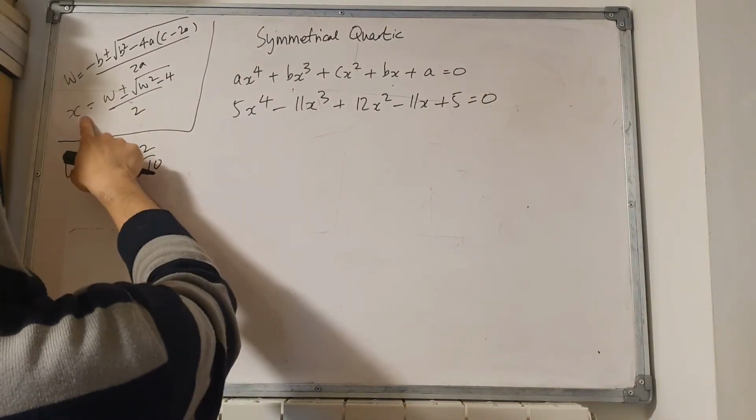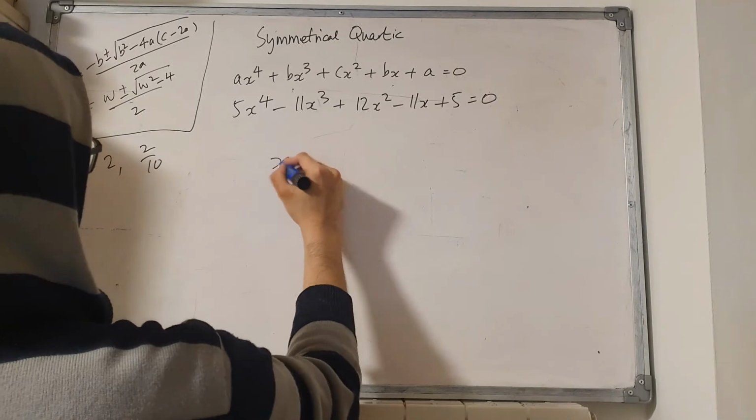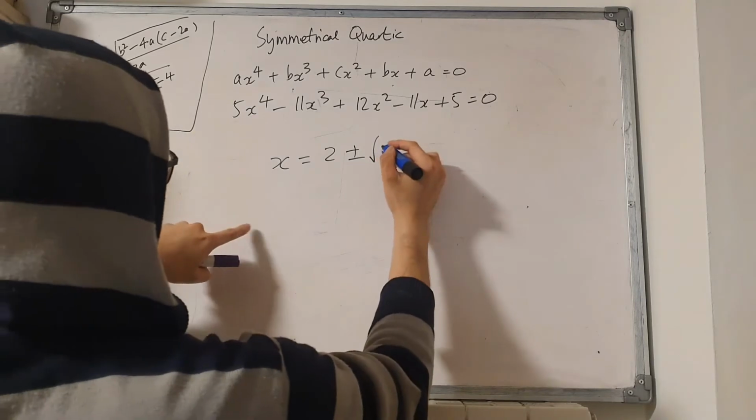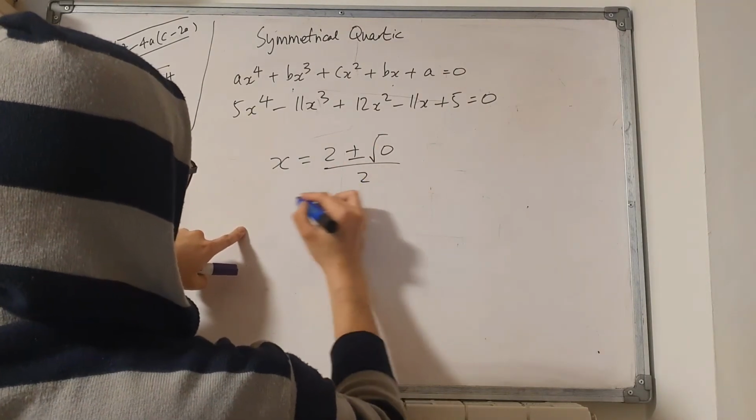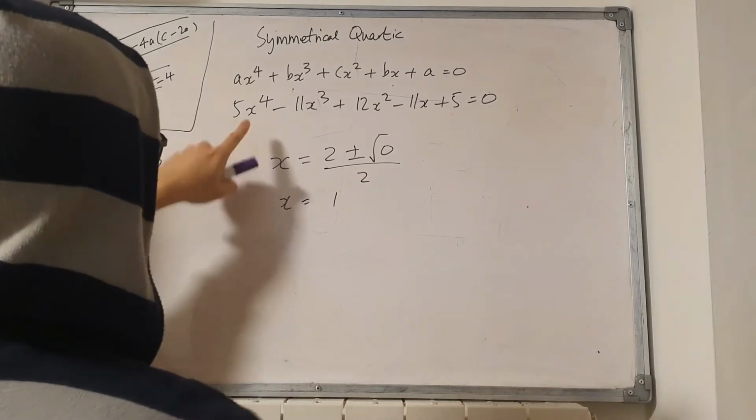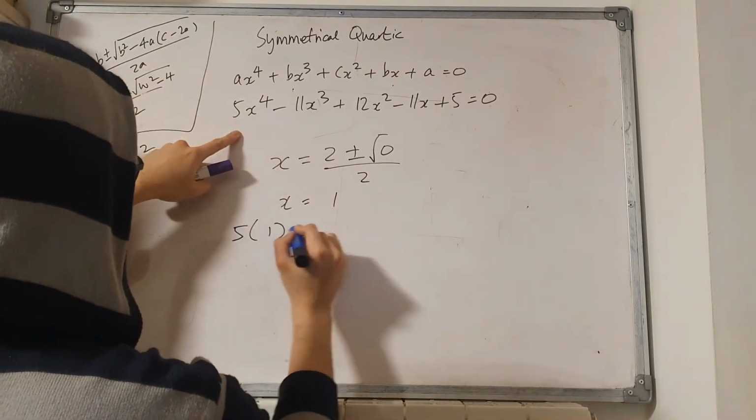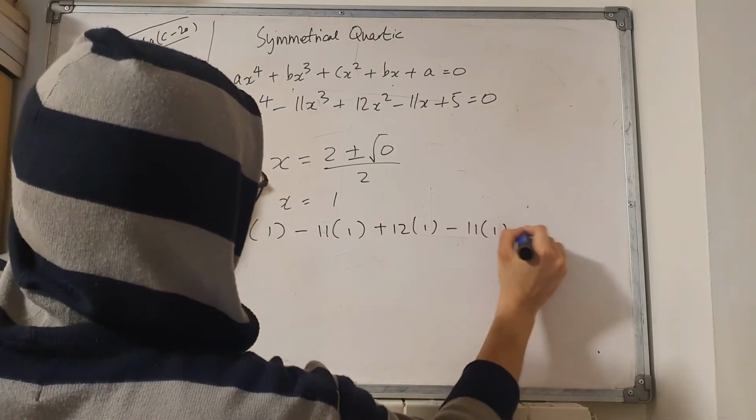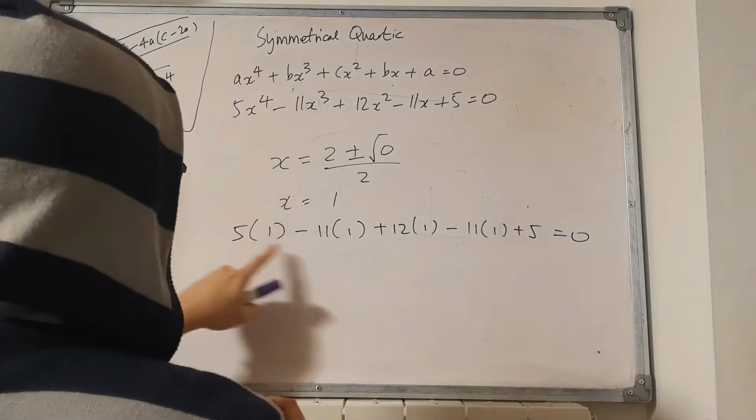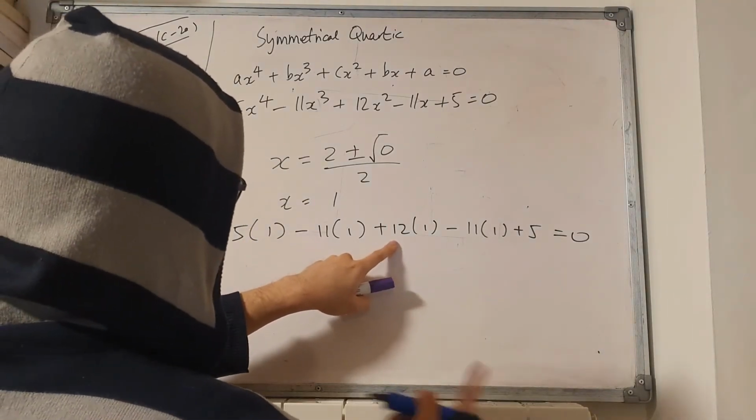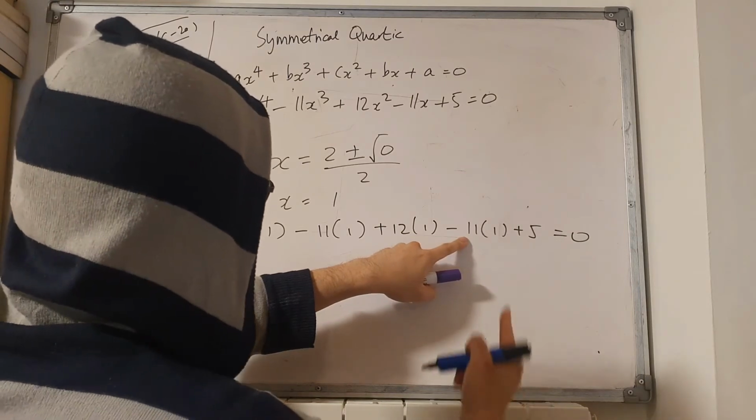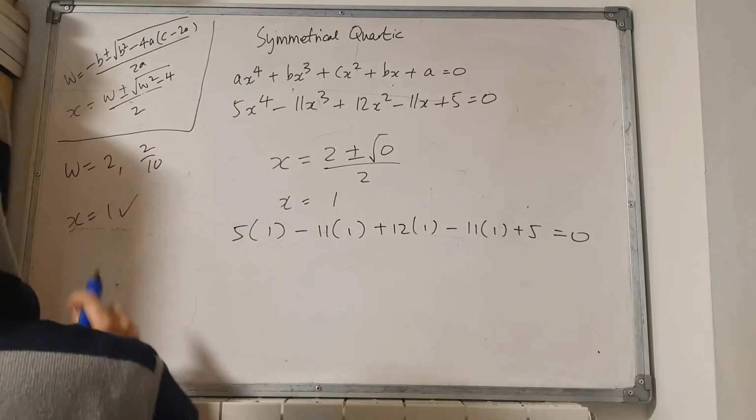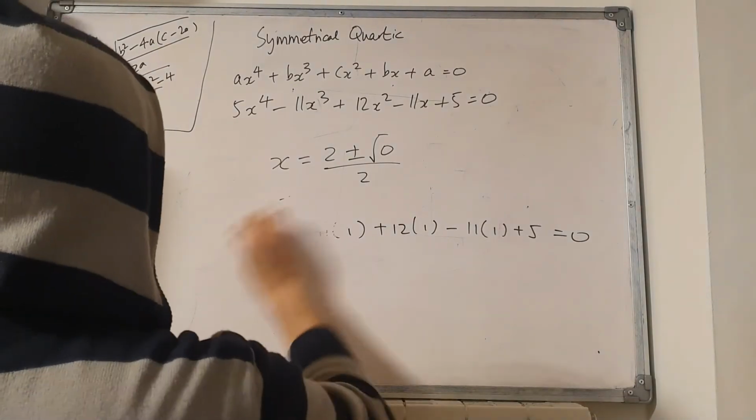Alright, let's put that into there. I'm going to choose 2 first. So x is equal to 2 plus or minus the square root of 2 squared minus 4. 2 squared is 4, minus 4 is 0. So x is equal to 1. Let's just try it. 5 times 1 minus 11 times 1 plus 12 times 1 minus 11 times 1 plus 5 should equal 0. So 5 minus 11 is minus 6, plus 12 is 6, minus 11 is minus 5, and then minus 5 plus 5 is 0. So that works. x is equal to 1.